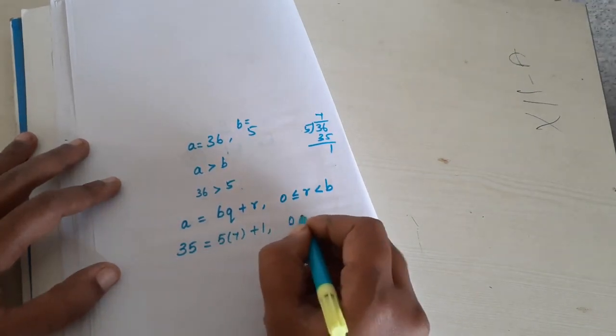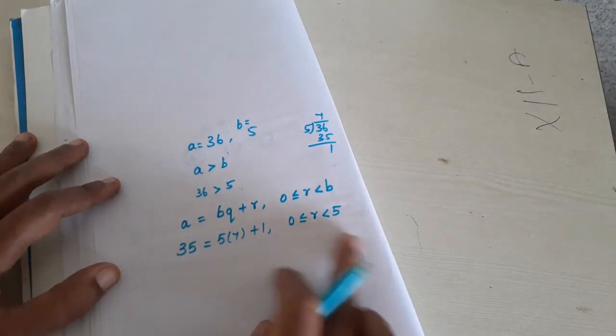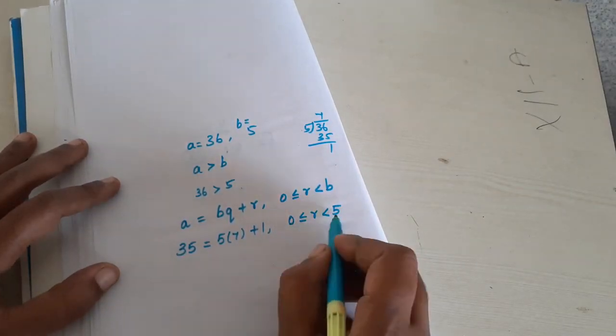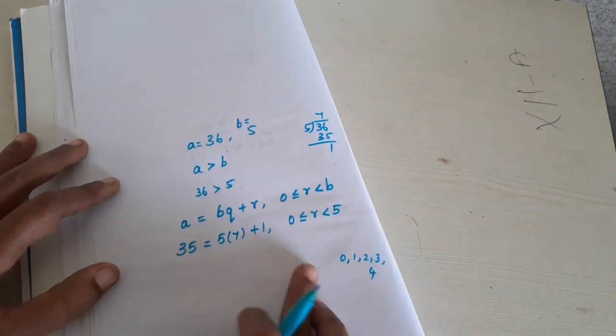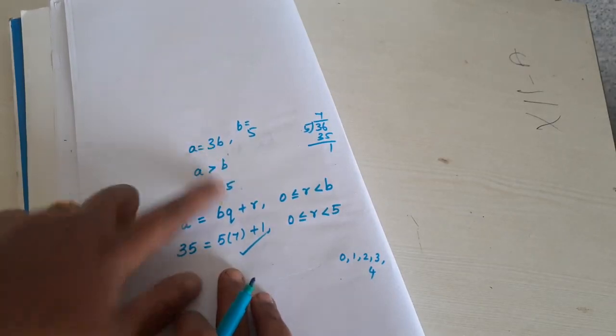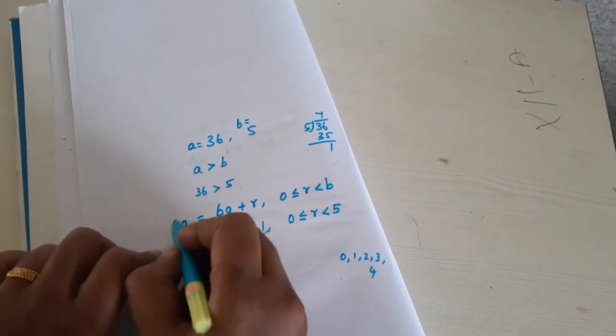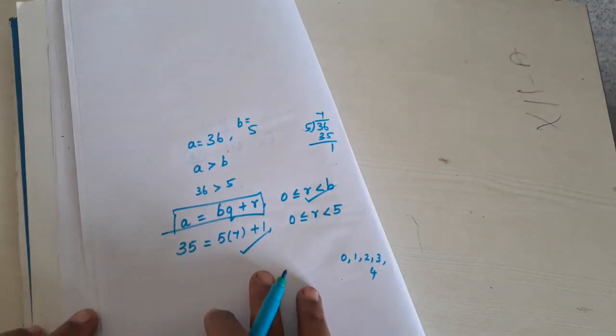So here 0 less than or equal to r less than b, 5. So what are the possible remainders here? It should lie between 0 and 5. 0 will come, 1 will come, 2 will come, 3 and 4 will come. Here the remainder is 1. So that is correct. So any number, if we are selecting two numbers, we can write using this concept with this condition. That is Euclid's division lemma.